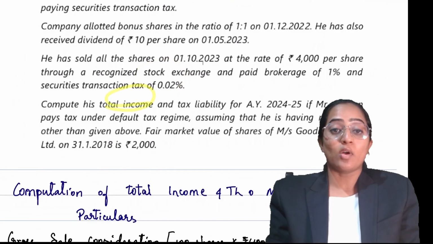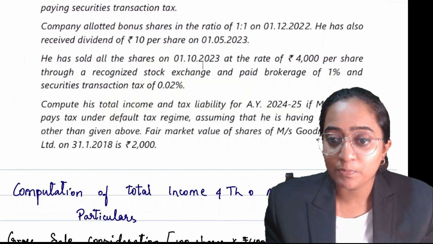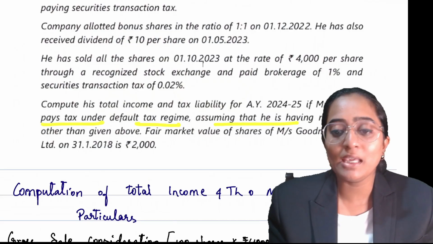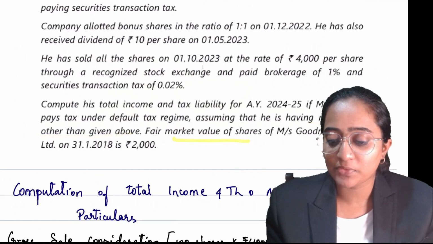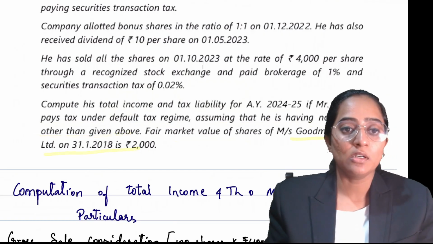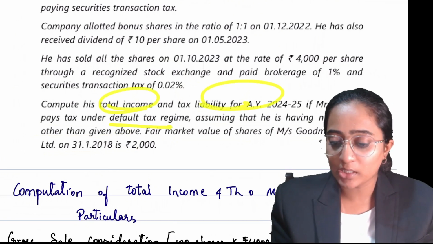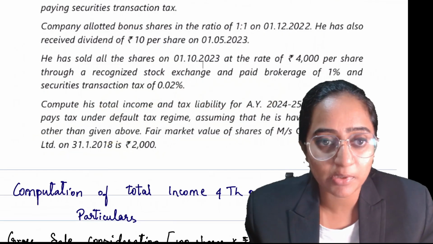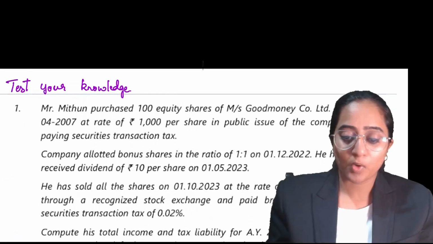Compute his total income and the tax liability for AY 24-25 if Mr. Mithun pays tax under the default tax regime, assuming he has no other income other than the above. The fair market value of the shares of Good Money Co Limited on 31/1/2008 is 2000. What have they asked? Total income and the tax liability of Mr. Mithun under the default tax regime, assuming he has no other income. The fair market value of the listed company shares is 2000. Clear?